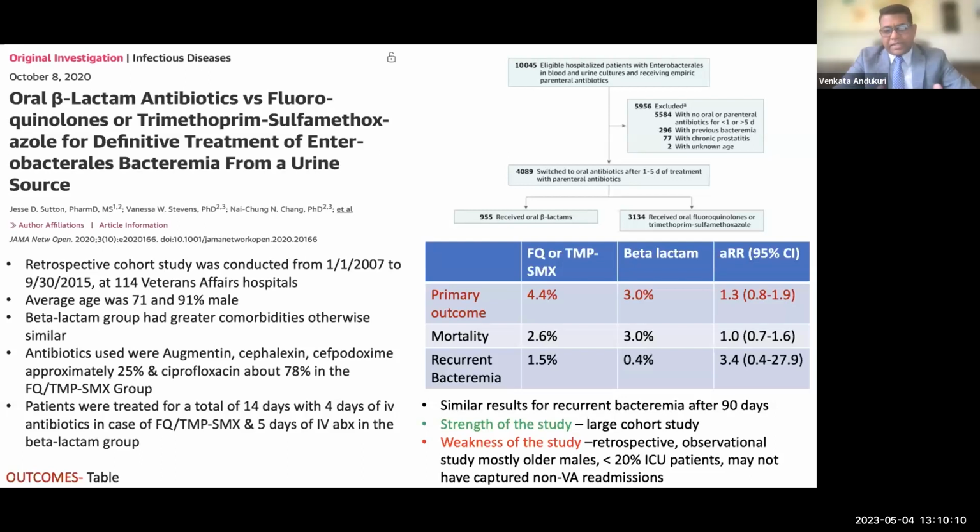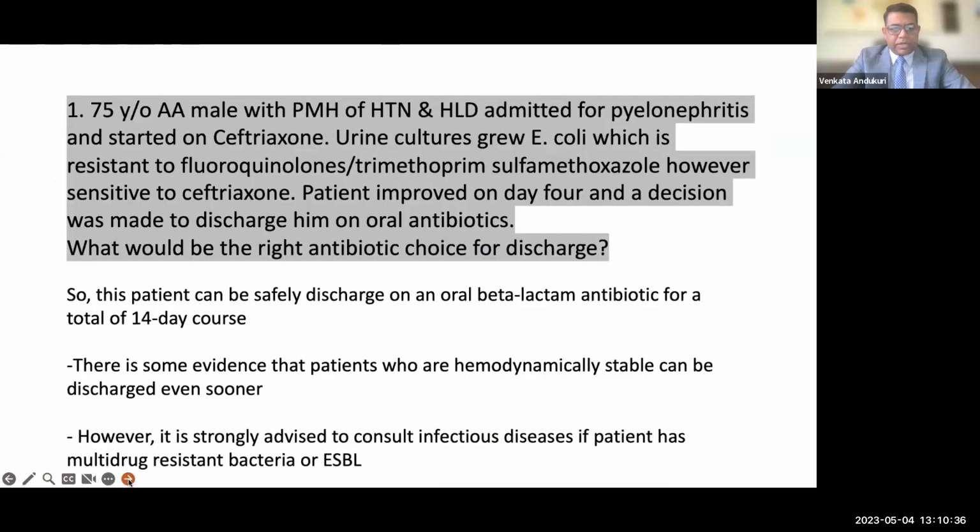The strength of this study is that it is a large cohort study, as you see from those numbers. The weakness, obviously, is that it's a retrospective observational study, mostly in older males, and less than 20% of these patients were ICU patients. And this may not have captured non-VA readmissions because some of these patients actually go out to the community as well. But regardless, I think this gives us a better idea of what antibiotics we should be treating these patients with.